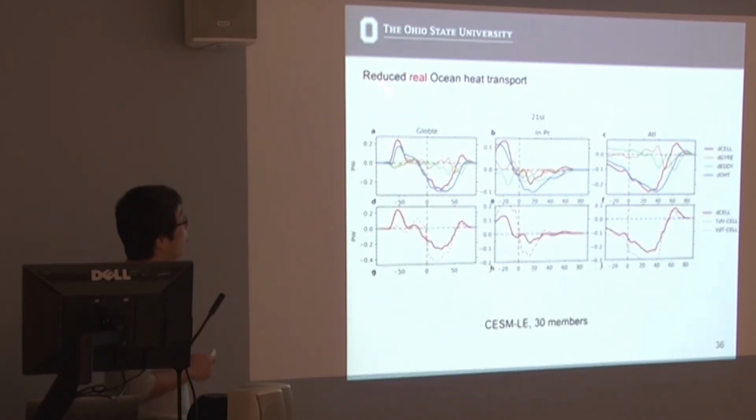We also tried to diagnose the reduced ocean heat transport in the CESM large ensemble. We found first that the global ocean heat transport response is due to the cell heat transport. Then in the Indian, Pacific and Atlantic Ocean, it is due to reduced circulation. But in the Southern Ocean, it is all due to the warming.